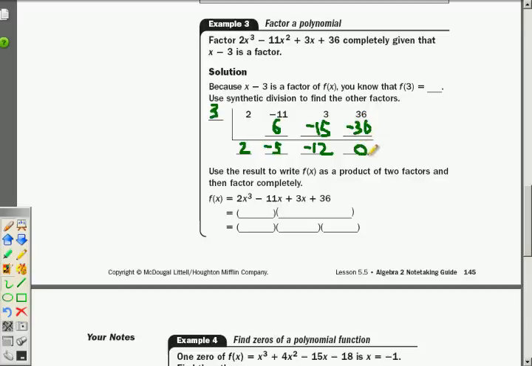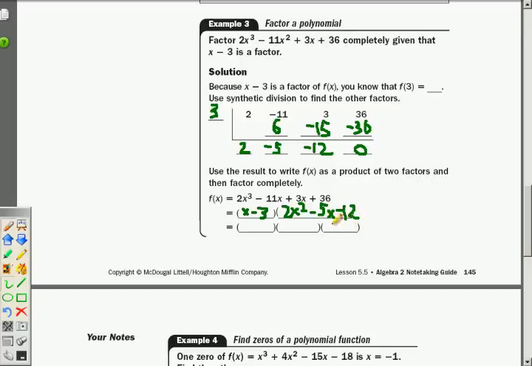0 remainder. Therefore, I found that this is x minus 3 and 2x squared minus 5x minus 12. And this thing's still factorable.